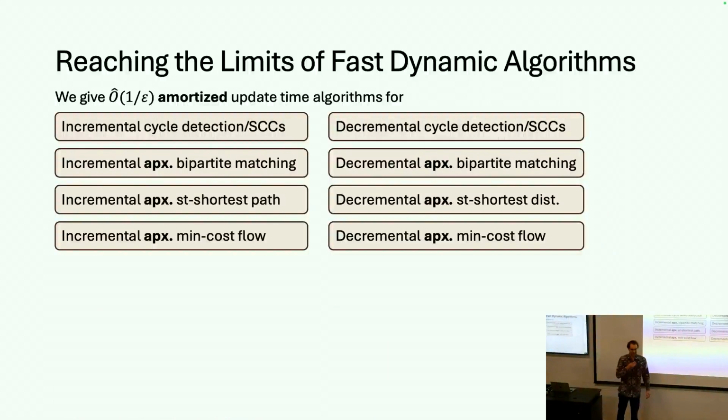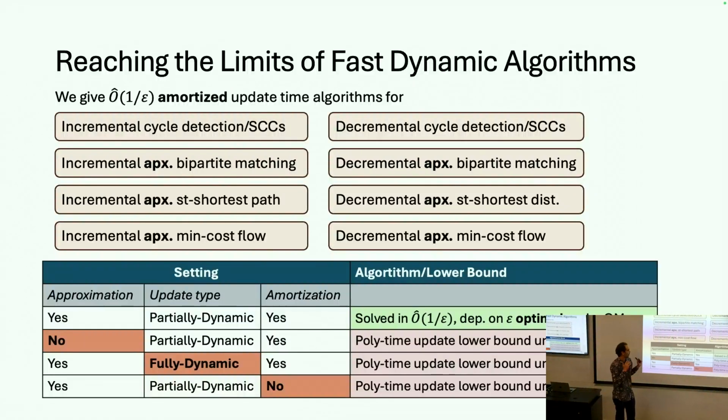But this story goes through the whole thing. If you look at all these problems that we talked about before, for all of these in essentially all stronger regimes, there are lower bounds that tell you that you shouldn't be able to do better. So we have this dependency amortized on 1 divided by epsilon, which is optimal under this online matrix vector conjecture.